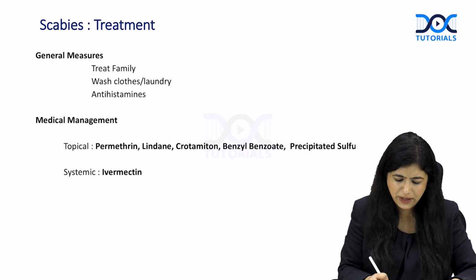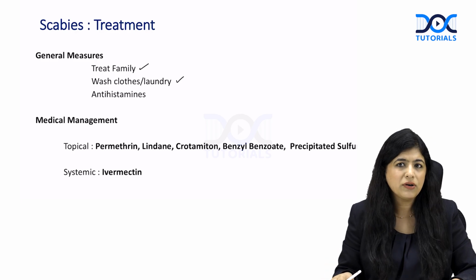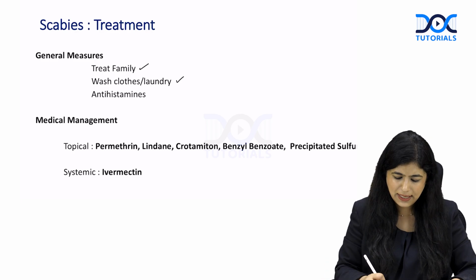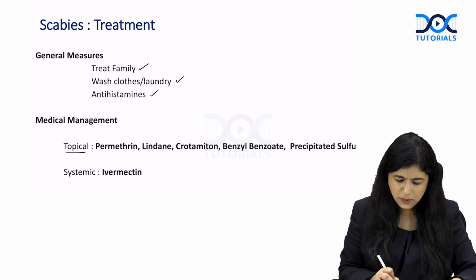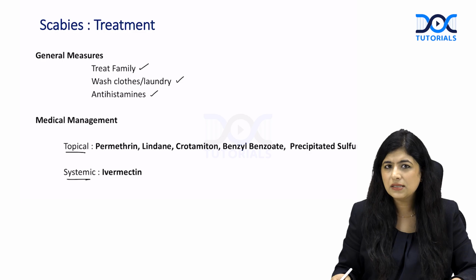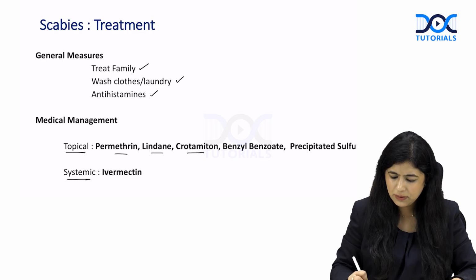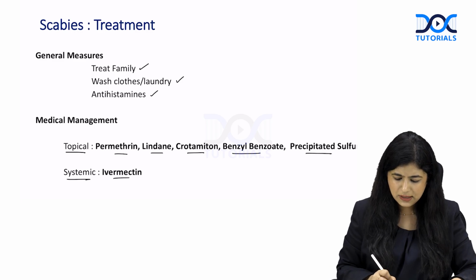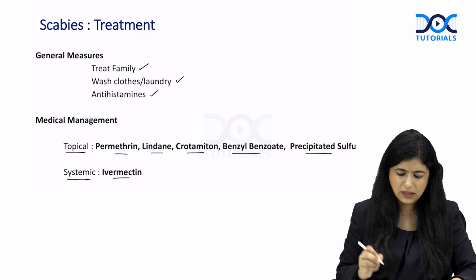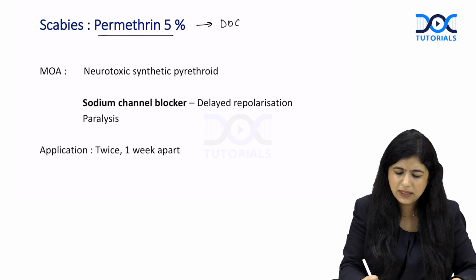In the treatment, it is very important to treat the family, then wash the clothes and the laundry that have been used in the last 3 days, and give antihistamines to counter the pruritus. In the medical management, we can use both topical and systemic drugs. Topical drugs include permethrin, lindane, crotamiton, benzyl benzoate, and precipitated sulfur, while the systemic drug is ivermectin. Here, the drug of choice for scabies is permethrin 5%.